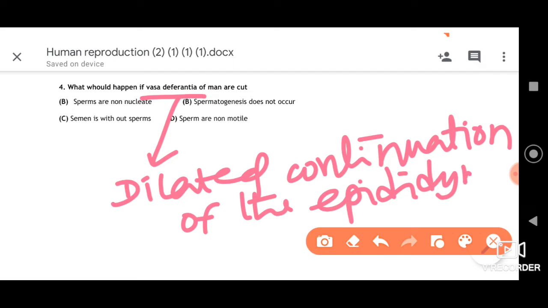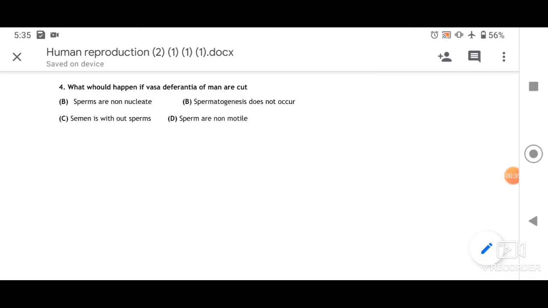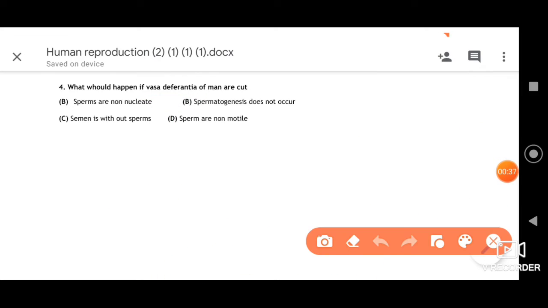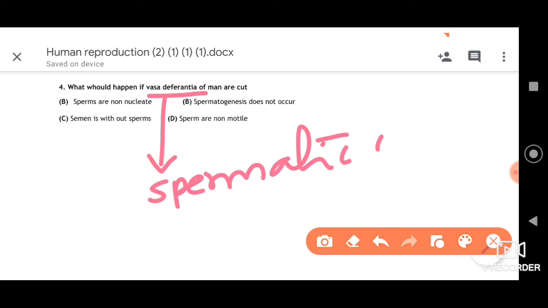Remember, it's a part of the male reproductive system. So here let me tell you that now we came to know that the vasa deferentia is the dilated continuation of the epididymis. Along with that, what is most important to understand is that it is covered by the spermatic cord.